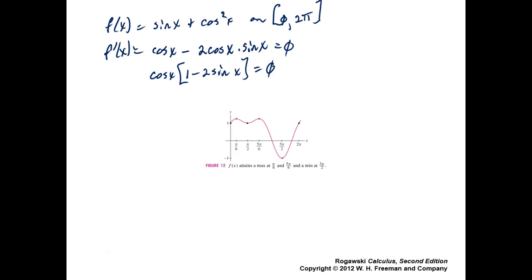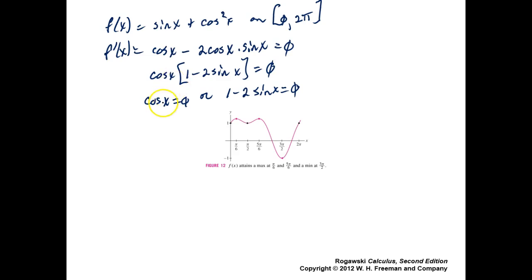What do you know? How can you multiply two entities together and get 0 as a product? One of those entities got to be 0. There's no other thing you can multiply by something to get 0, except 0. So this tells you either cosine x is equal to 0, or 1 minus 2 sine x is equal to 0, right? Those are your two factors. One or the other has got to be 0 for that product to be 0.